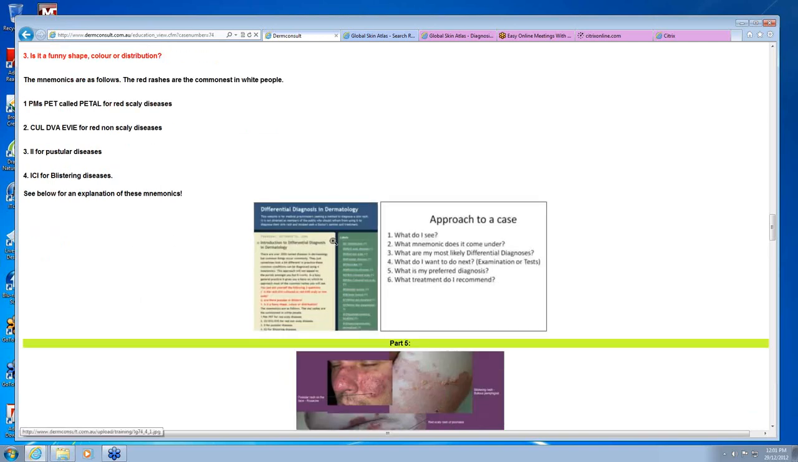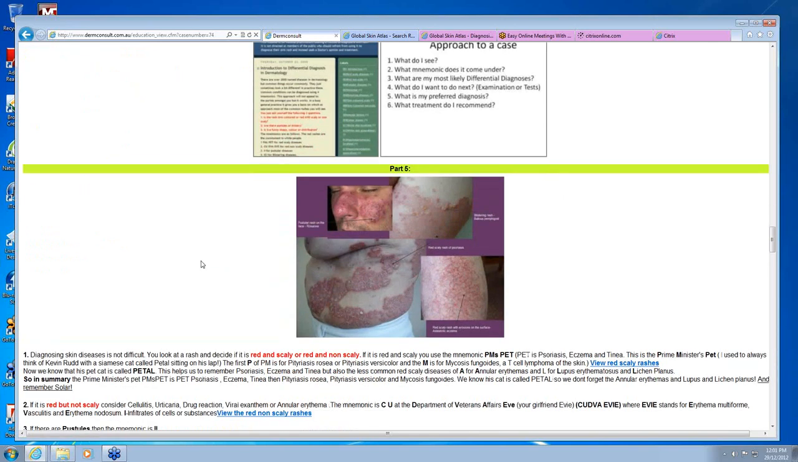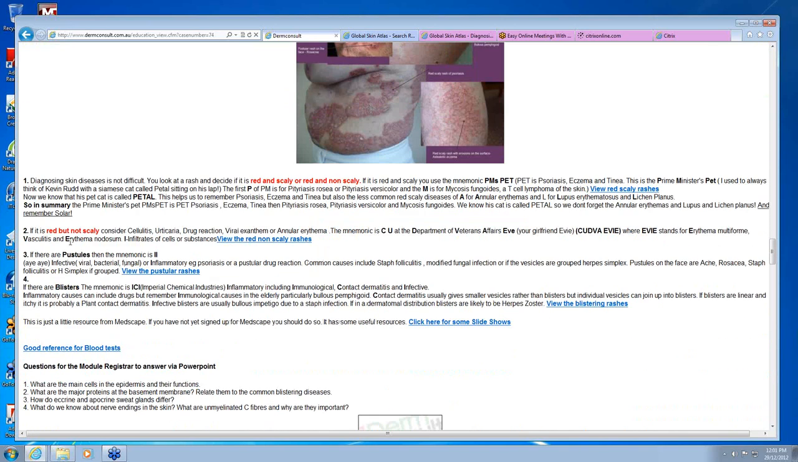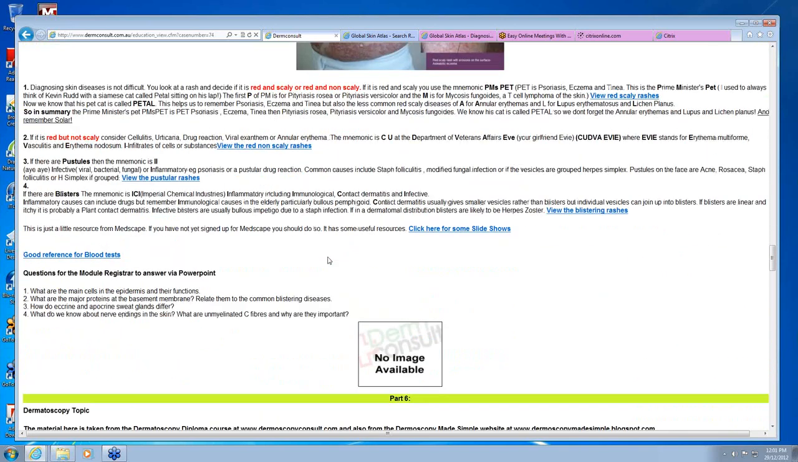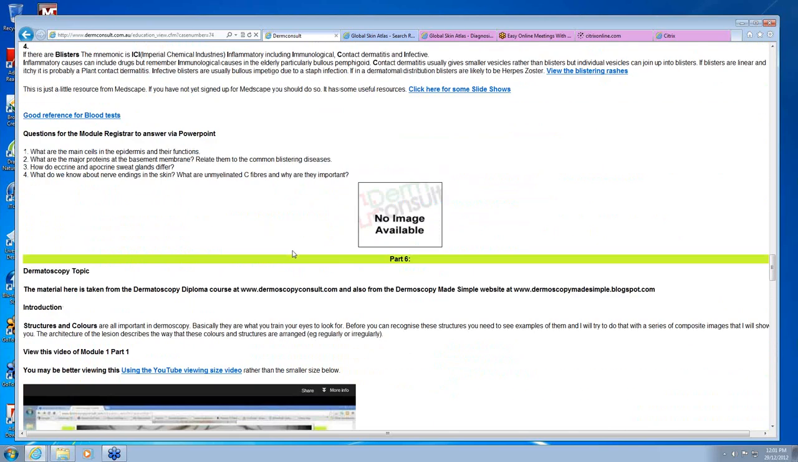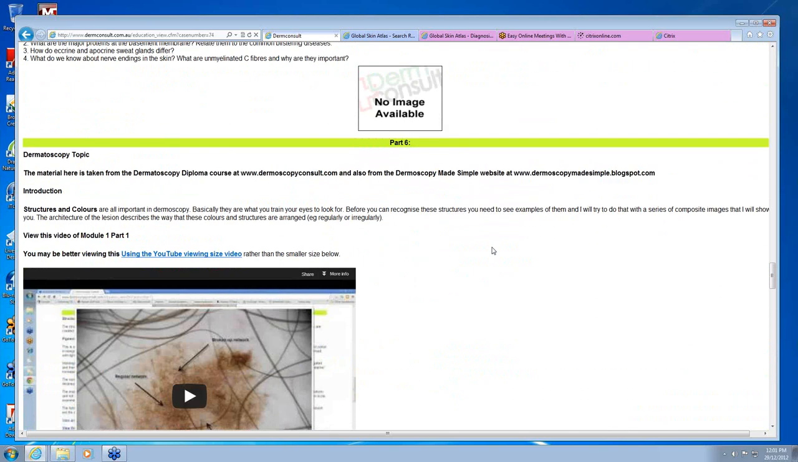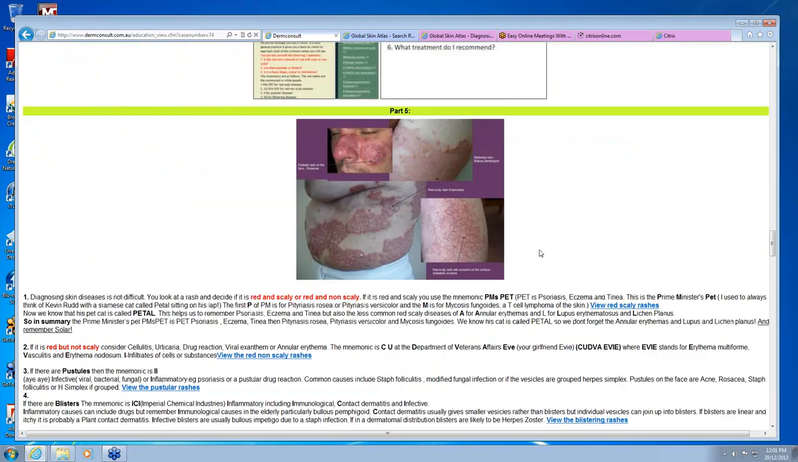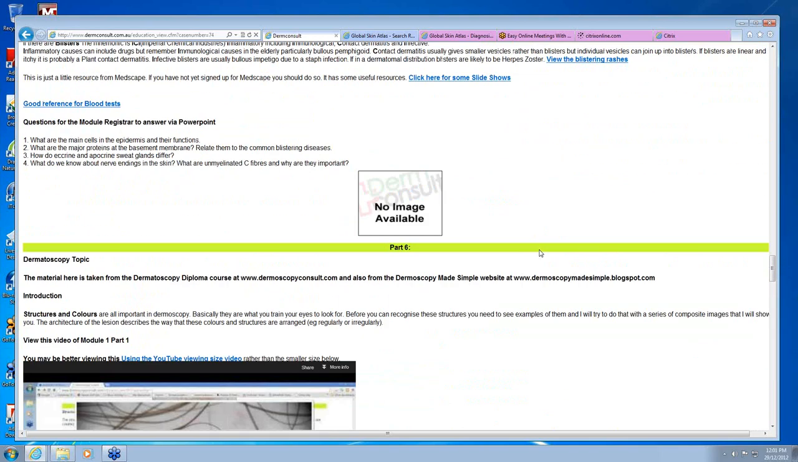So the various websites here can be used to go through this further. This again was just a description of the approach to the red scaly diseases. So those are the main dermatology things to have looked at in this particular module.